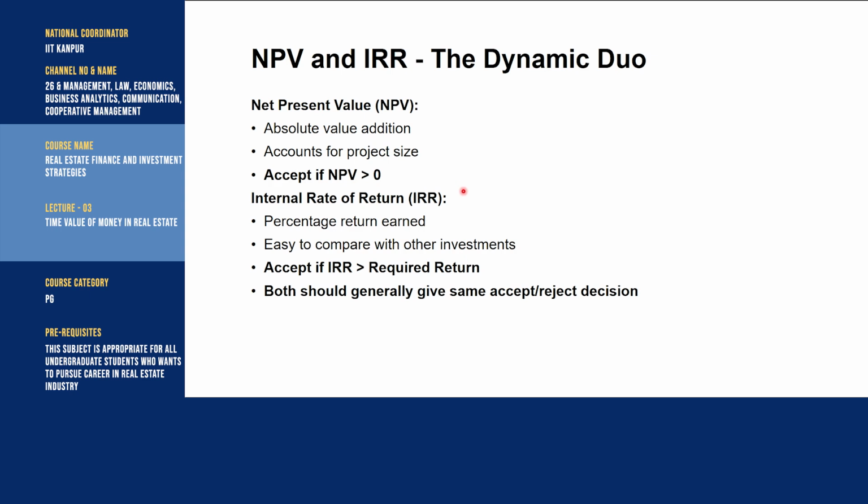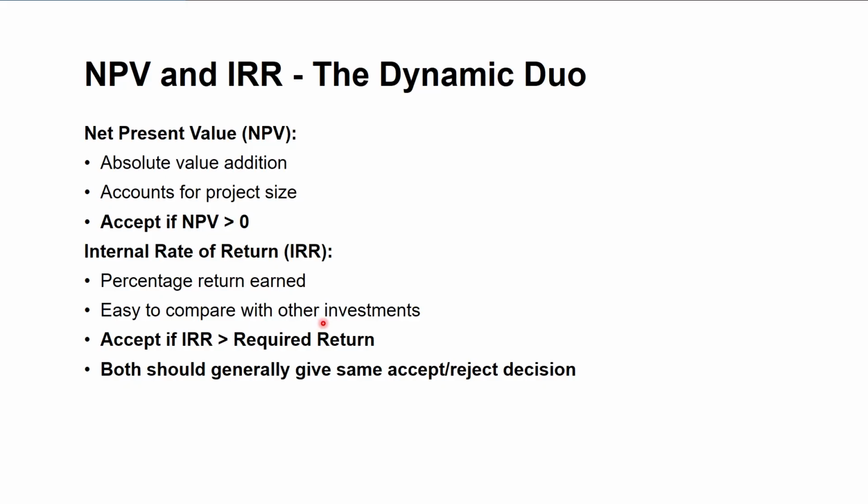NPV accounts for project size. So, a large investment with the same IRR will have higher NPV. IRR is scale independent, making it perfect for comparing investments of different sizes. So, both metrics should generally give the same accept or reject decision for independent projects. But we can make a simple rule here. The decision rule is simple: accept projects with positive NPV and IRR above your required return. When choosing between mutually exclusive projects, NPV is generally preferred because it measures absolute value creation, right.